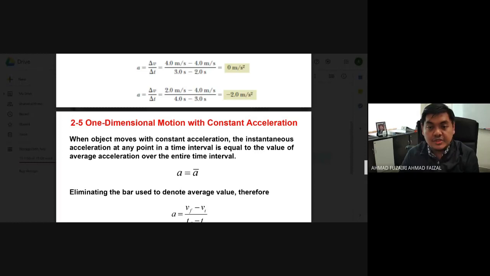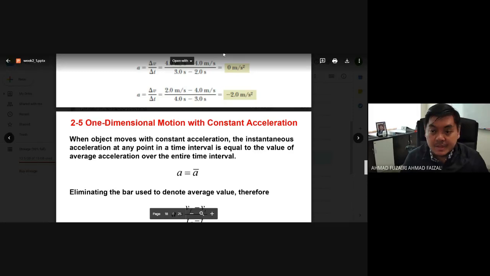That's the first thing, we must make sure, kita kena pastikan untuk memakai equation ini, acceleration dia mesti constant. What does it mean by constant? The constant shouldn't be zero. Constant means the value should be consistent throughout the motion.